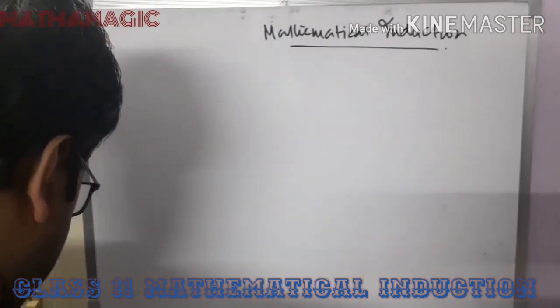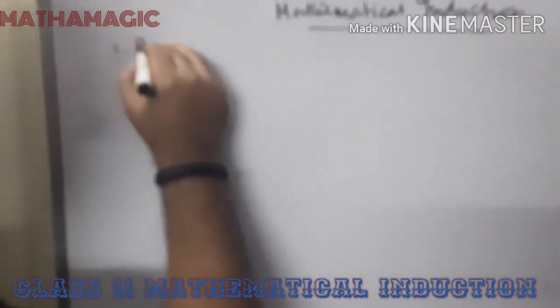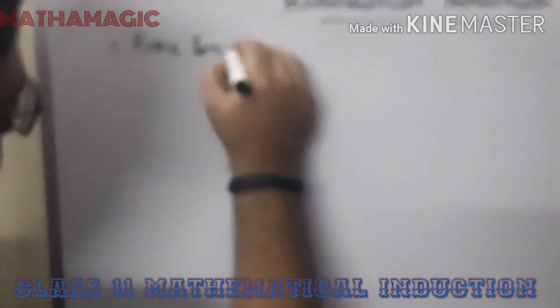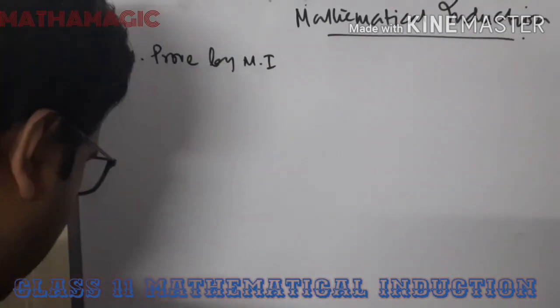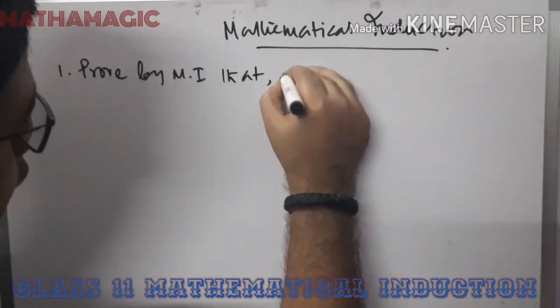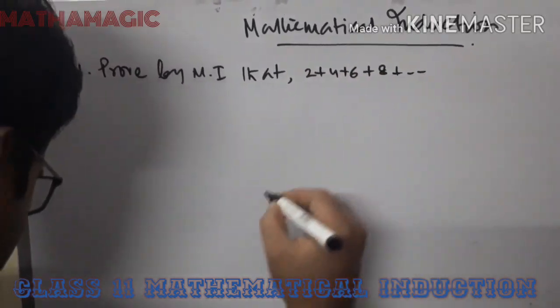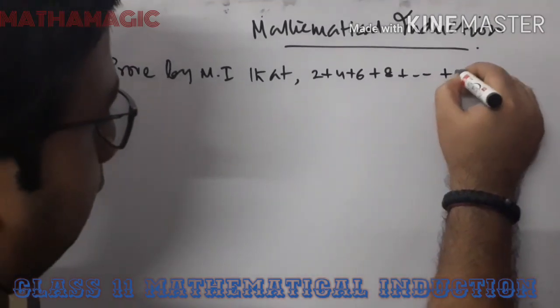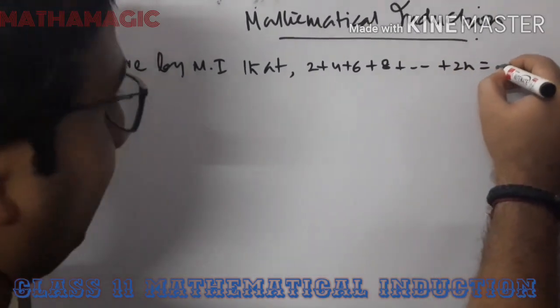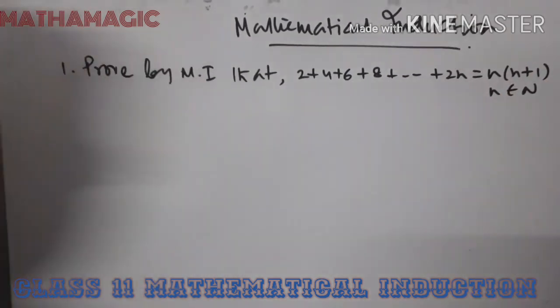In the first example the question states: prove by mathematical induction that 2 plus 4 plus 6 plus 8 plus up to n terms, that is 2n, equals n into n plus 1, where n belongs to the set of natural numbers.